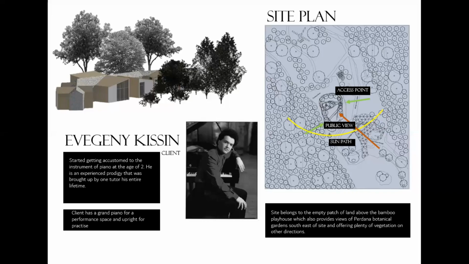The client, Evgeny Kissin, is 59 years of age, and he has been brought up by a single tutor. He currently has no kids, and therefore we are looking at a house for approximately two people, and perhaps maybe a bed for two more guests, or perhaps kids.